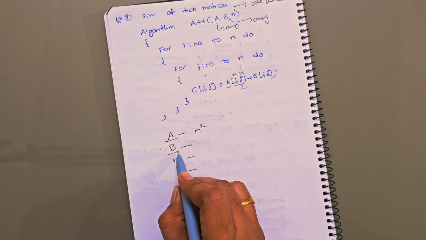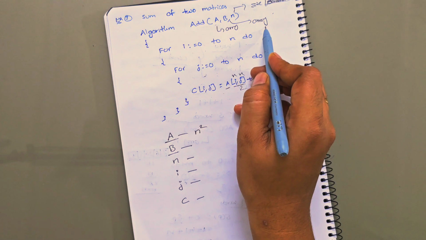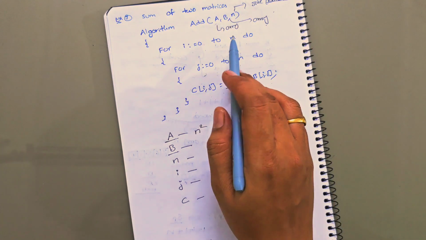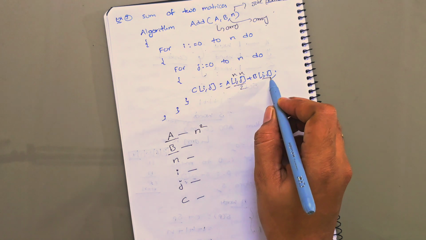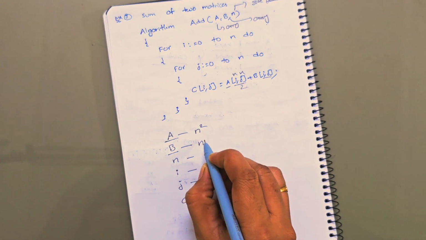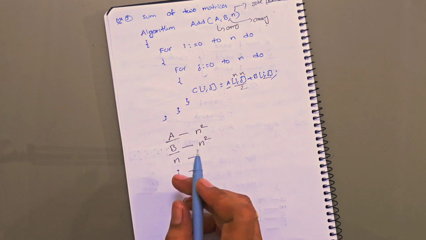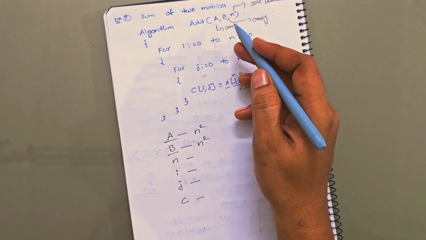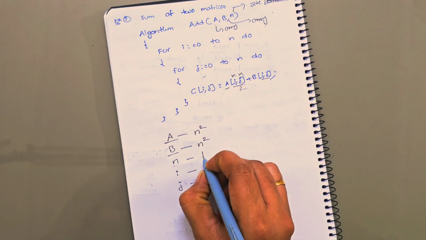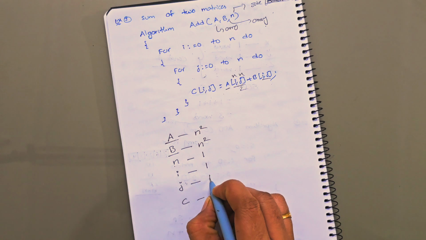Next, B is what? B is not a constant. B is also array variable. Right? So what is the space required by the B variable? B is depending on how many variables here? 2. So B variable space is n square words. Next N. N is what here? Constant. It is not depending on any other variable, right? So one word only. I takes one word space. J takes one word space.